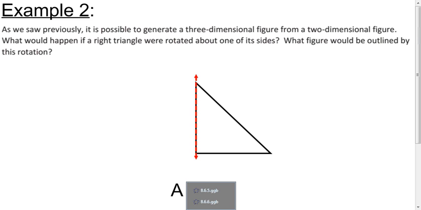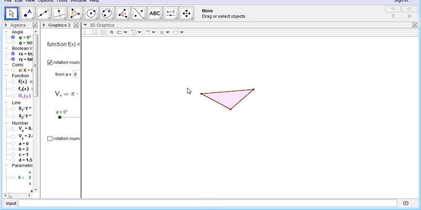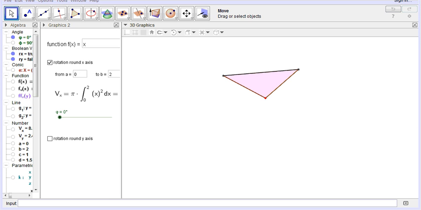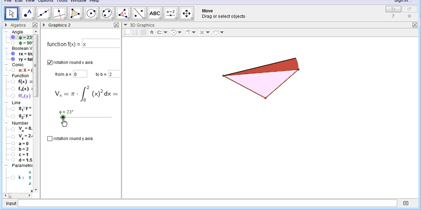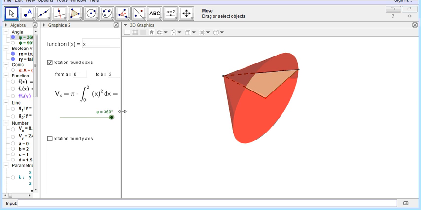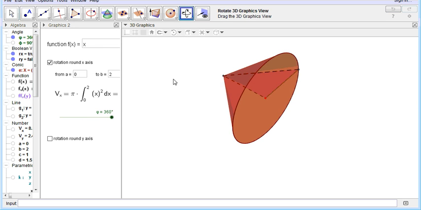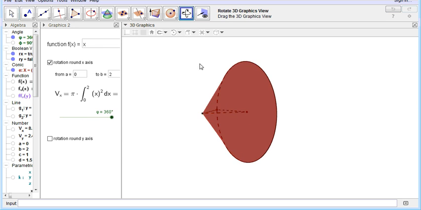If we do the rotation, let's look at it in GeoGebra. So here's our triangular region, and we're going to rotate it around this leg over here. And that edge is sweeping out to form the lateral part of the cone. If we cap it off with the base and we rotate this around, it is indeed the cone.